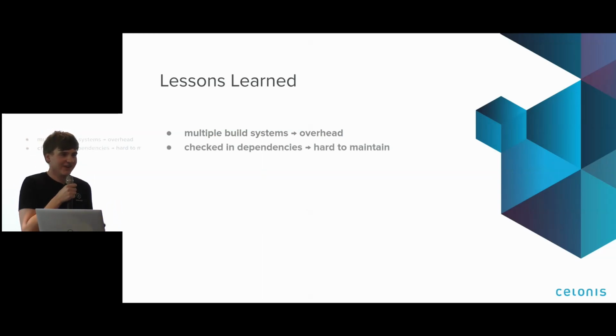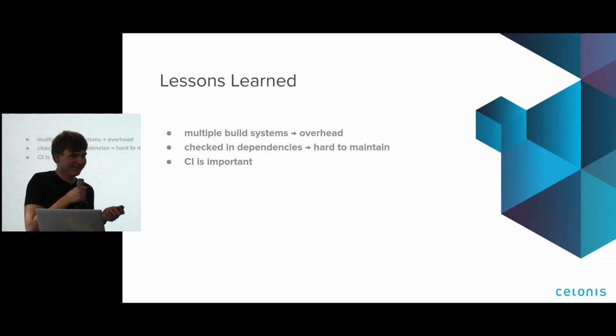Checked in dependencies are cool because you can do git clone and then everything just builds, but in the long term, you have to carry around complete Boost or some other dependencies, and it usually devolves into: it's hard to maintain, it's hard to figure out what I have to check in and what I don't have to check in. So we pretty fast figured out this is bad.